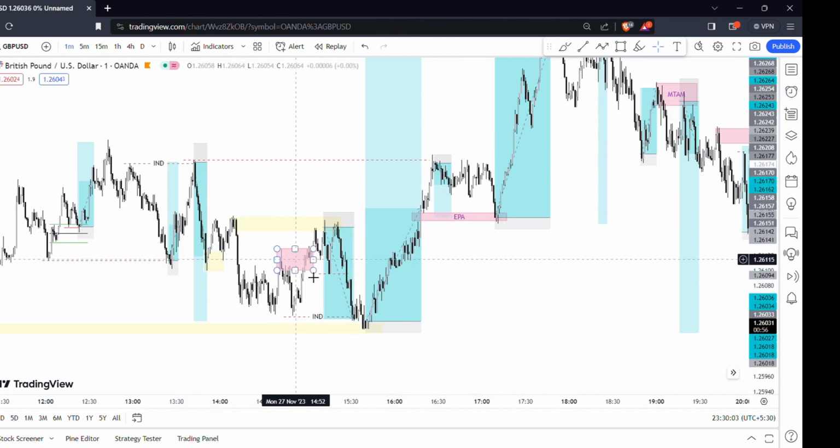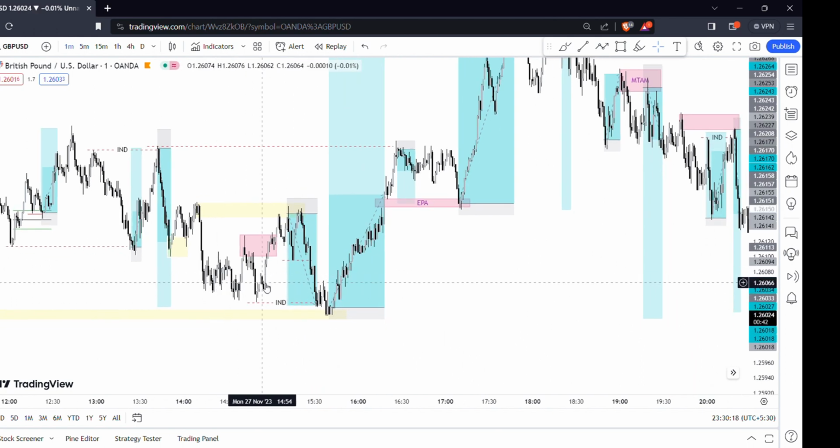After the liquidity is taken out, this is the mitigation, just a confluence. I don't look at the order blocks, I just look at the liquidities, and I sold here and I targeted. So this is my first target. Inducement liquidity got hit. This is the very important topic.